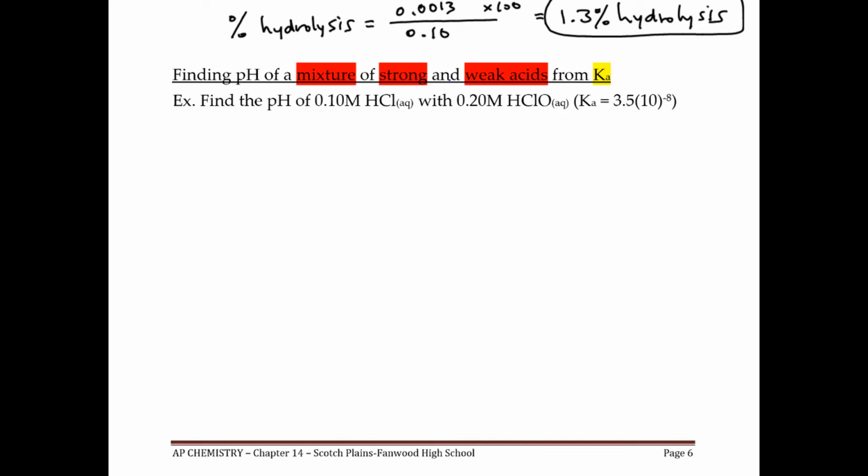Okay, whenever you're going to do any kind of problem when you're mixing two acids or two bases together, you always start with the strongest one. So start with the strongest one. In this case, the strongest one is a strong acid, but it's possible you could have two weak ones. You still start with the strongest acid.